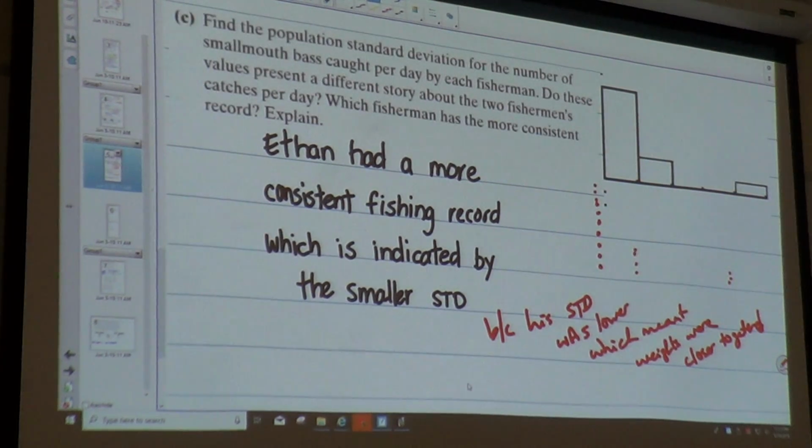And where is my question D? Somehow I lost question D.